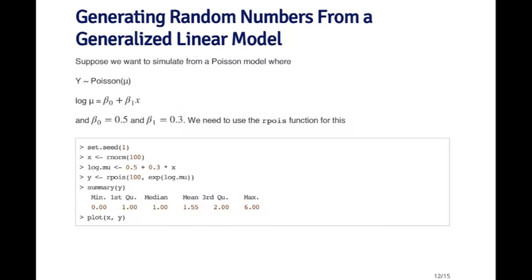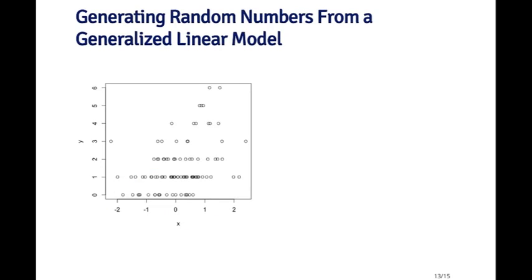So when we summarize this, you'll see that the mean is about 1.5, and it ranges between 0 and 6. When I plot this data, you'll see that they look like Poisson data, and that there's clearly a linear relationship between x and y. As x increases, the count for y generally gets larger, but the data are still count variables here.